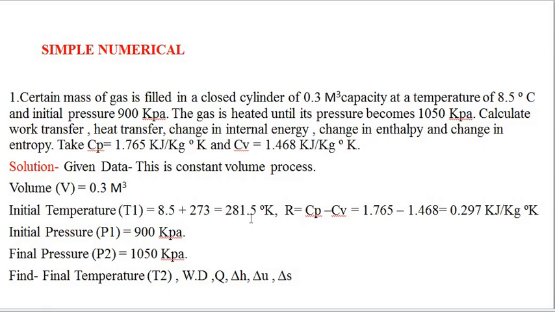Now the final temperature is not given to us. Then we have to note the initial pressure given: P1 is equal to 900 kilopascal. Then the final pressure is given as 1050 kilopascal. Now we have to find out the final temperature T2, work done, heat transfer, change in enthalpy, change in internal energy and change in entropy for the given problem.